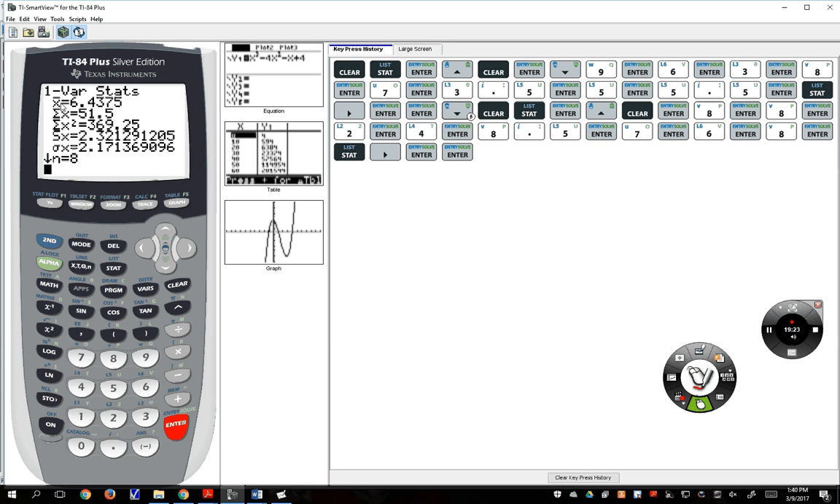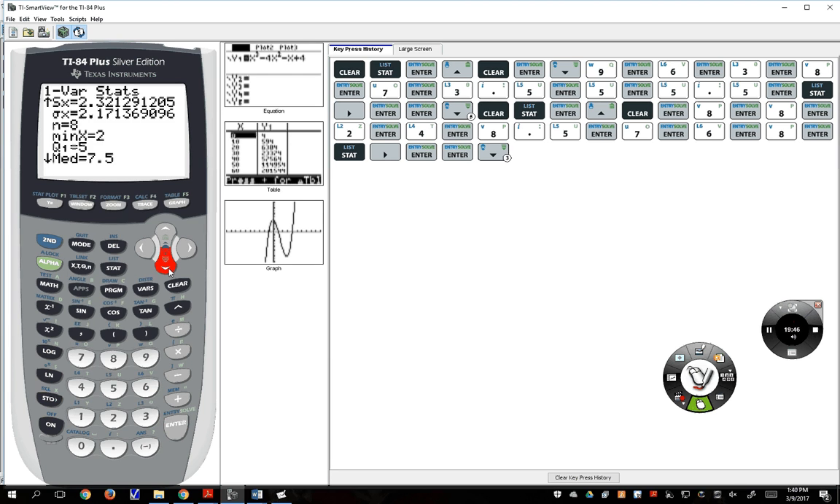X bar. What did X bar mean? We just talked about this. Average. So the average was 6.4375. Hey, that's what we got. Okay? Sigma x squared, because there's your sigma notation. The S stands for standard deviation. Pretty close to what we calculated. They didn't do any rounding. The n equals 8 means there were 8 pieces of data.